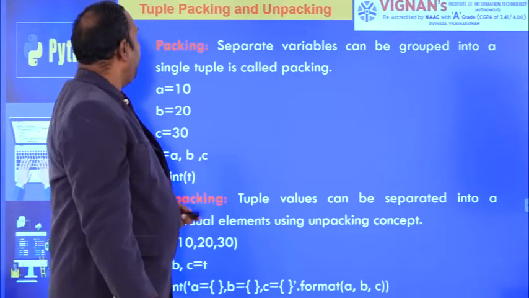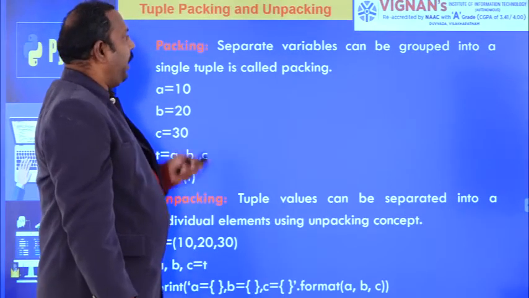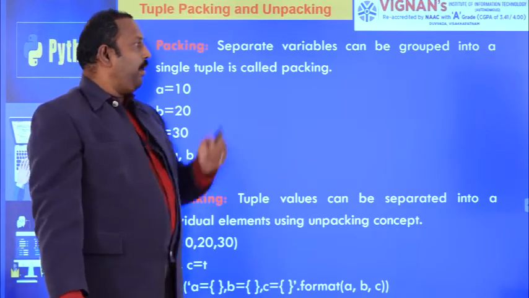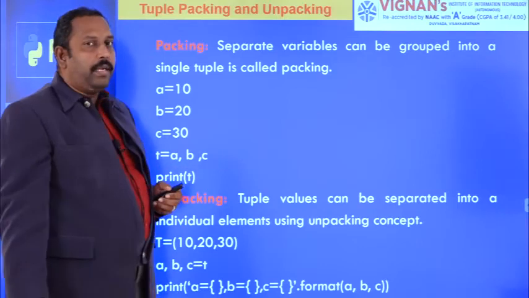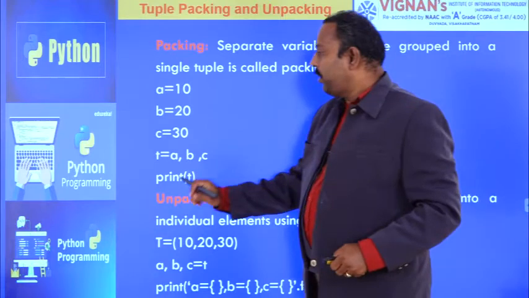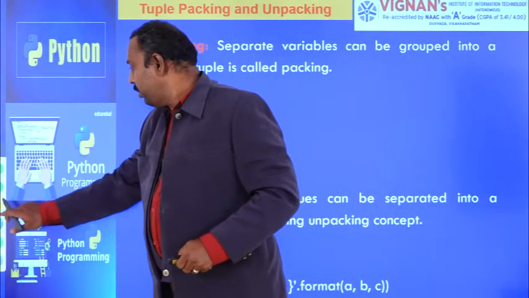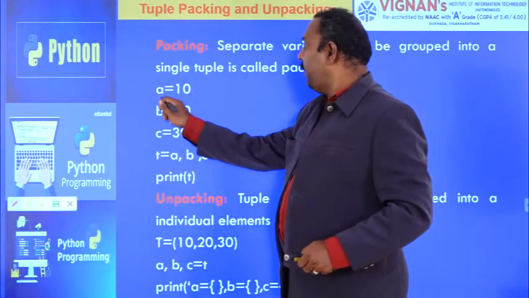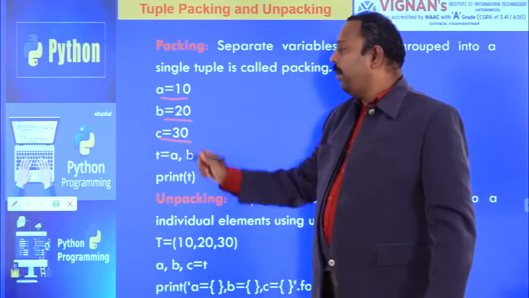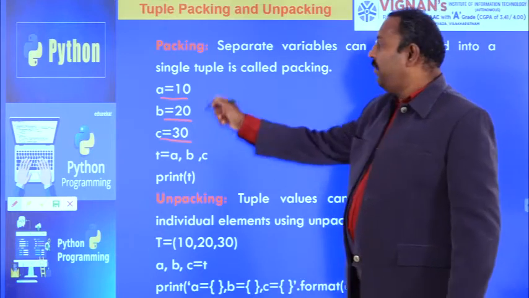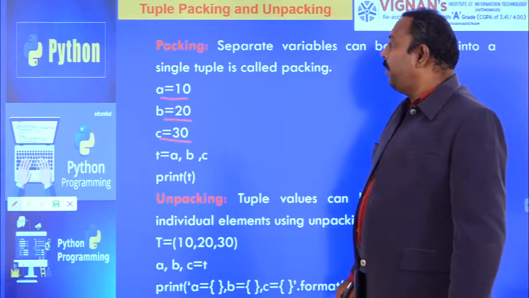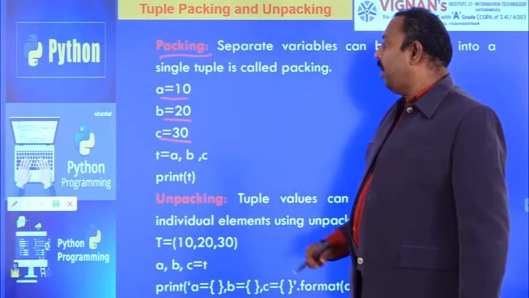And next one is tuple packing and unpacking. Separate variables can be grouped into a single tuple, which is called packing. For example, here you see A equal to 10, B equal to 20, C equal to 30. So these are the three variables. I want to combine three variables into a single tuple, then it is called packing.